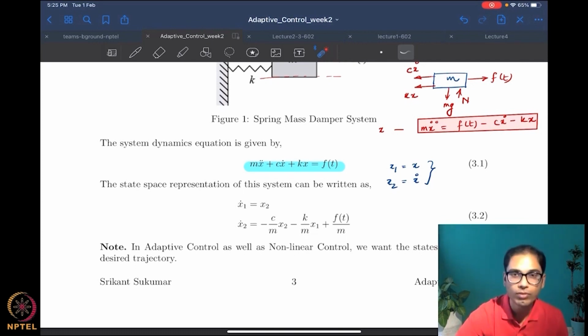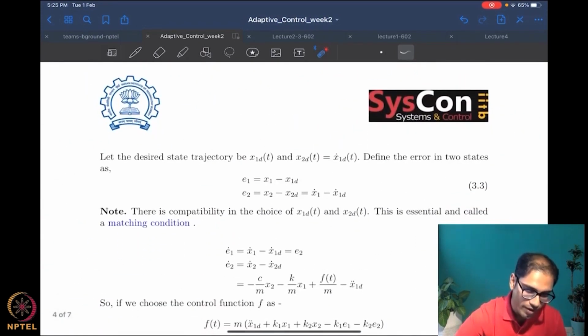We want our robots to follow a trajectory, we want our spacecrafts to follow a trajectory, we want our voltage signals to follow a trajectory, and so on and so forth. If you consider any system, you in general want your states to follow a trajectory. Okay, and therefore we define this desired trajectory, right?